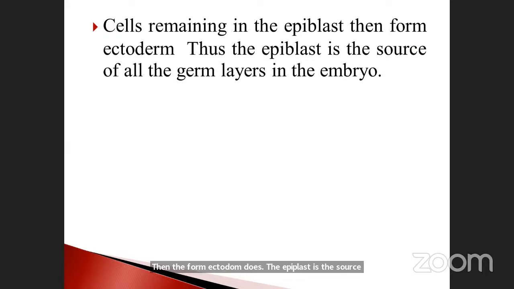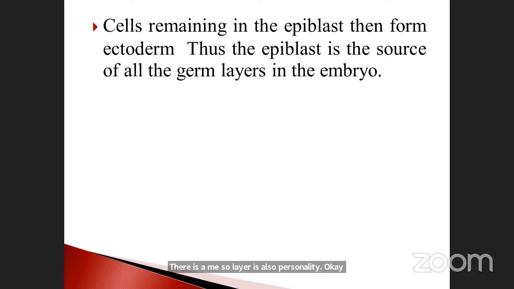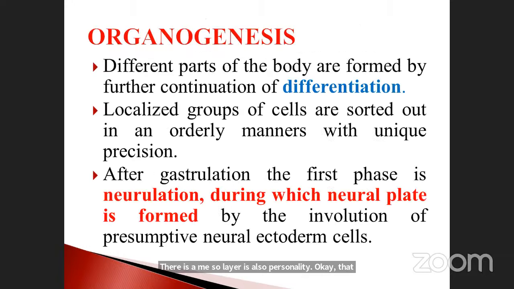Germ layers are three. Okay, two: the outermost, epiblast, and hypoblast. How will it be? In between the epiblast and hypoblast, there is a meso layer also present. That has been given here. We already saw it in the structures.